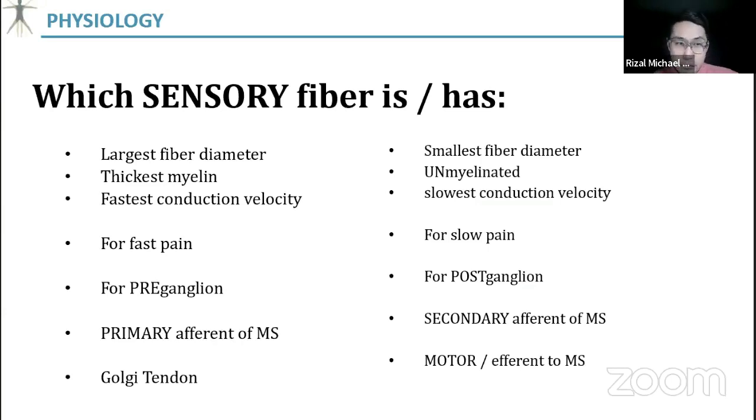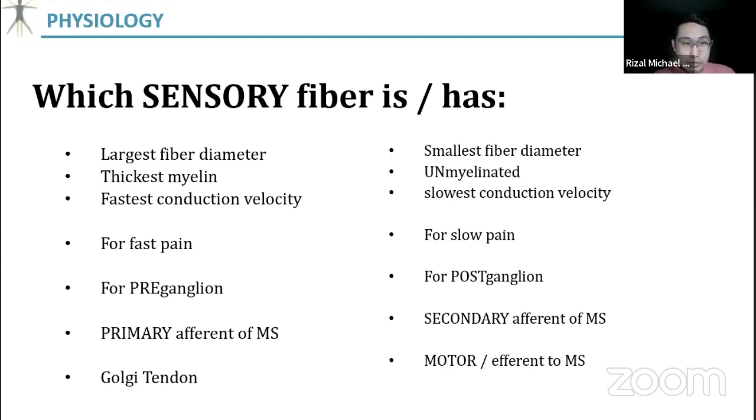Okay, next we have your fibers. I think we also have a table in your handout here. So itong part na to, ganito ko siya inaral before when I was studying for the boards, no? Sina-side by side ko siya. So for example, when you say largest fiber diameter, I'm talking about, guys, yung A alpha, A beta, A gamma, A delta, type B or C fibers, right?